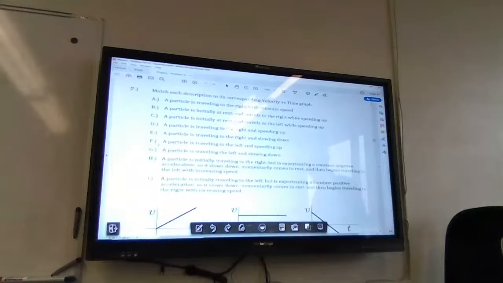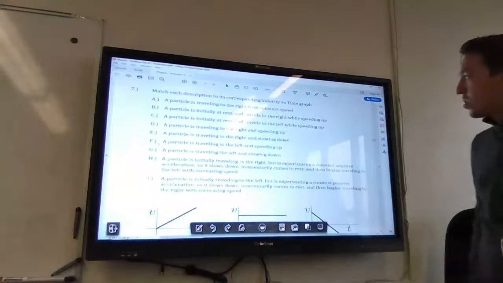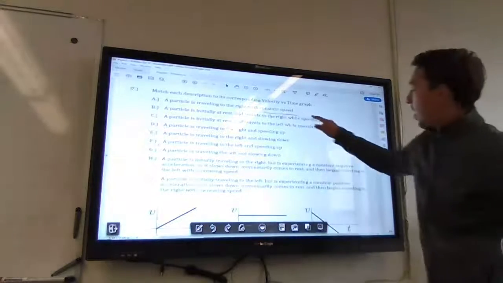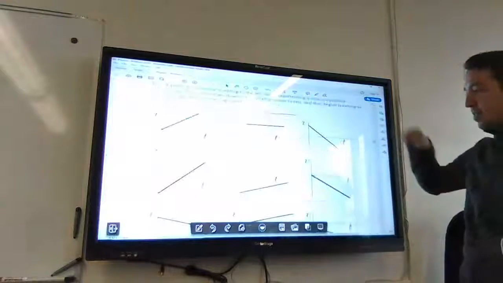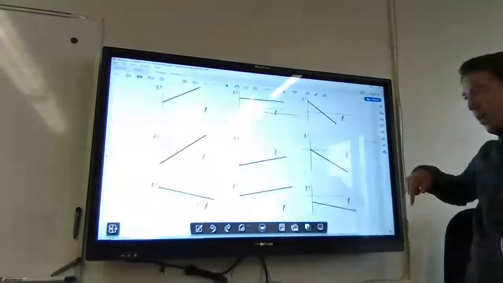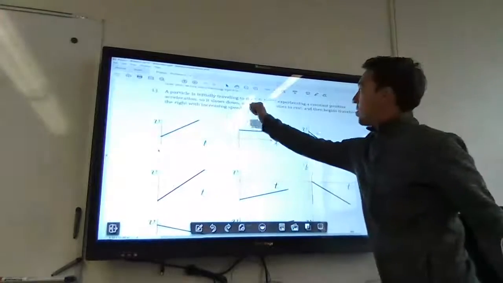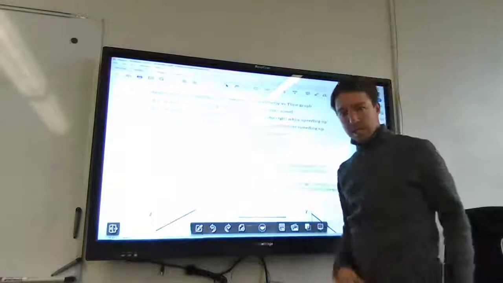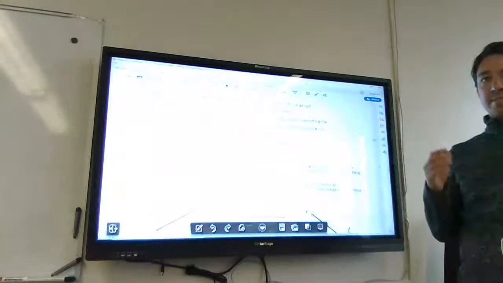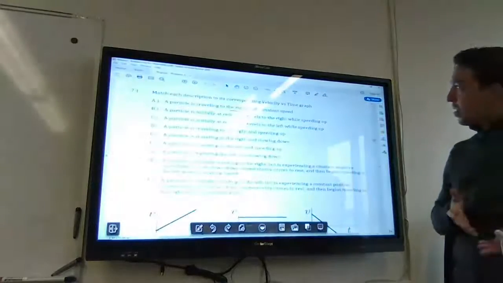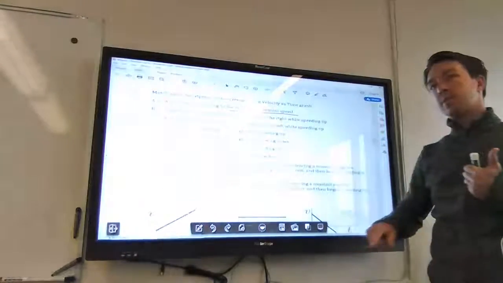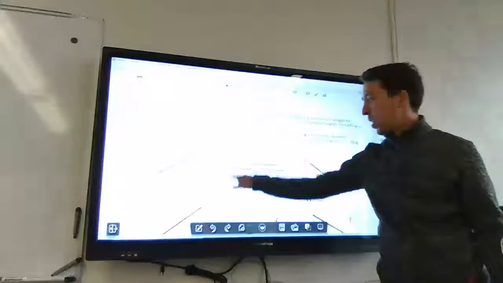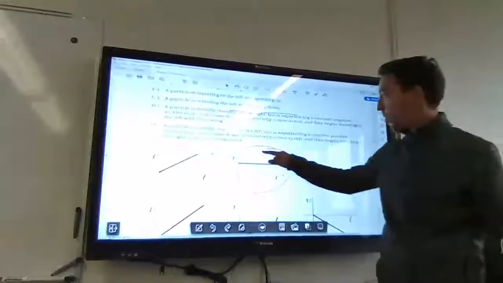Which of these graphs is a particle traveling to the right with constant speed? Notice every graph on here is a v-t graph. Let's break this statement down. If you're traveling to the right, that means your velocity is positive, and constant speed means that your velocity is not increasing or decreasing. So which graph is it? Yeah, it's the middle top.